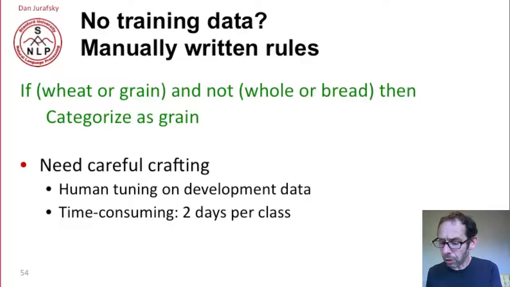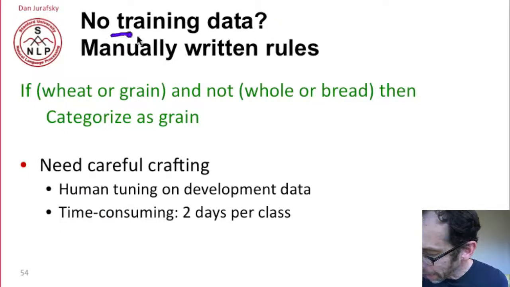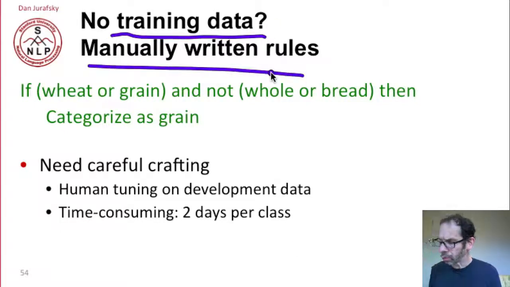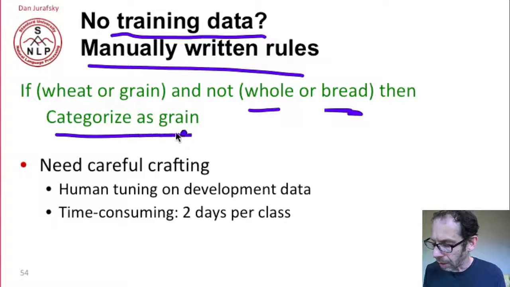Let's suppose you have no training data. Well, in that case, the right thing to do is to use manually written rules. So here's a rule for deciding if a document is about grain, let's say. We might say if the word wheat or the word grain is there and doesn't have the word whole or the word bread, so it's not a recipe, then we say this is a grain document.